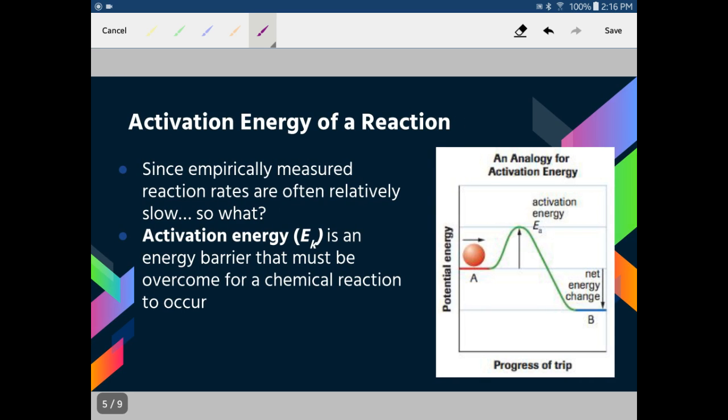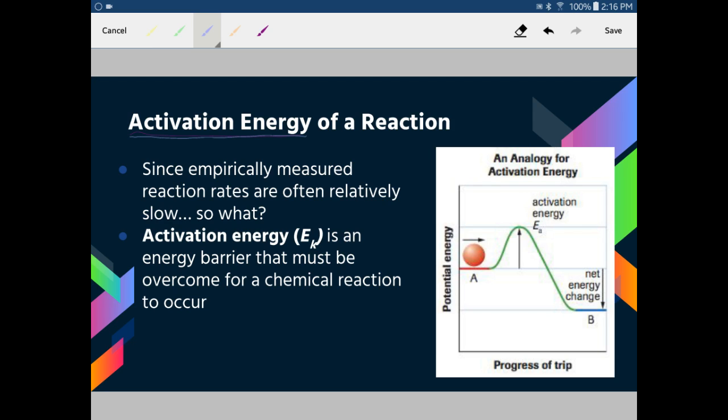So what does this mean? We talked about how a match can give enough energy to a candle, or it can give enough energy to methane. So we often require activation energy, so let me choose a color that I can see here, an activation energy of a reaction. Now, activation energy, we have to use this quite often. Activation energy is an energy barrier that must be overcome for a chemical reaction to move in the forward direction or to occur.